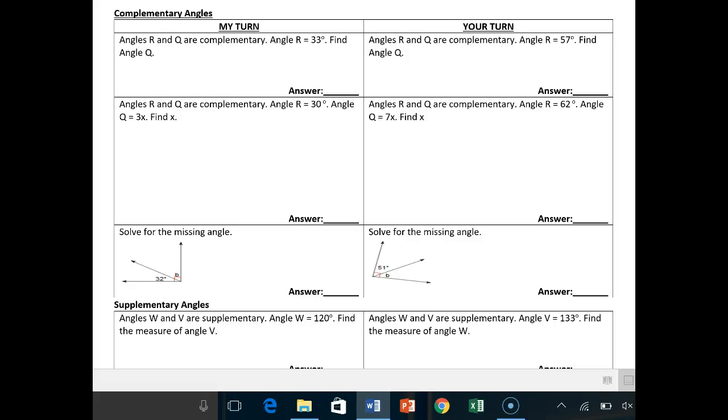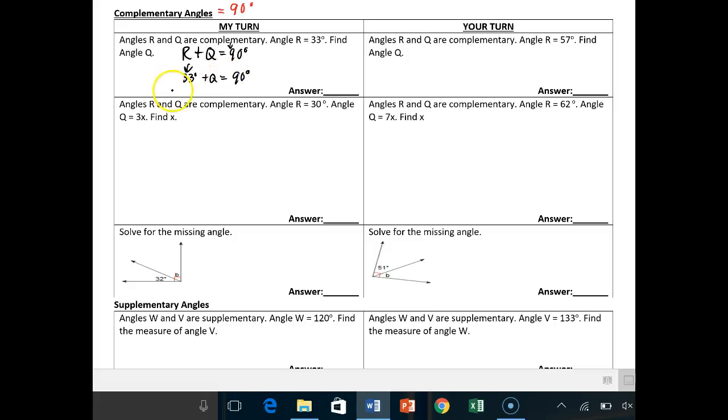All right, so this first section I have complementary angles. What do we know about complementary angles? Well, they add up to 90 degrees, right? So if I have angles R and Q are complementary, and angle R is 33 degrees, find Q. So I'll say R plus Q complementary. That means they have to equal 90 degrees. Well, I know R is 33 degrees, plus Q is equal to 90 degrees.